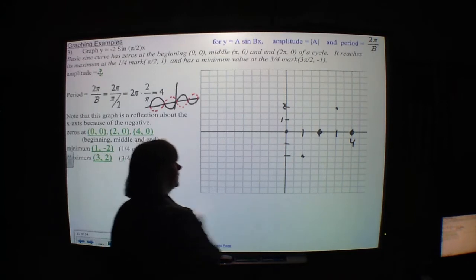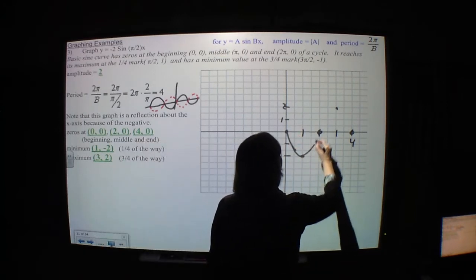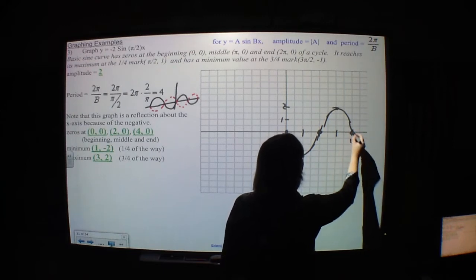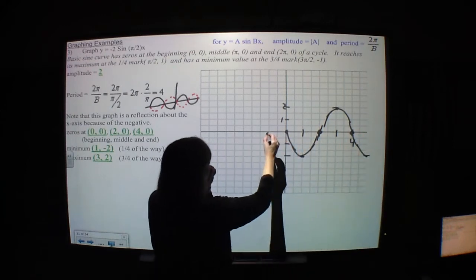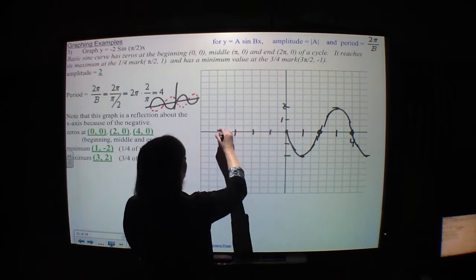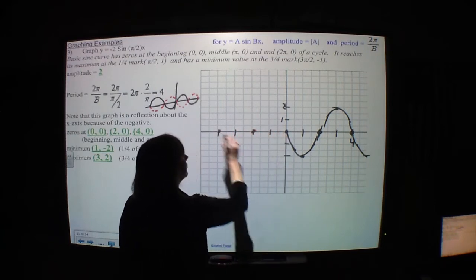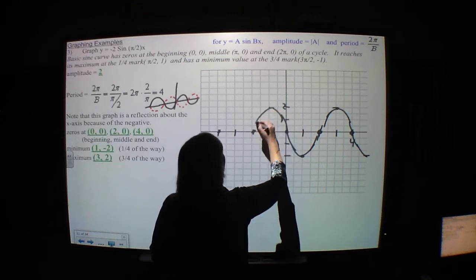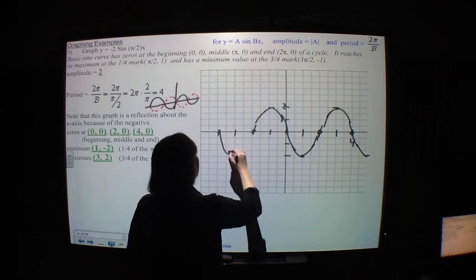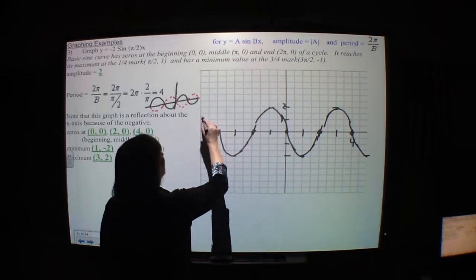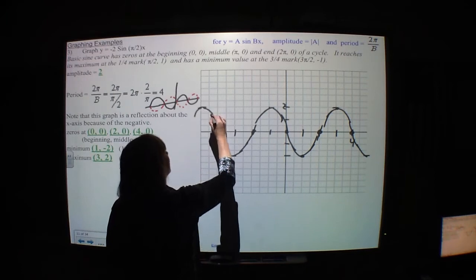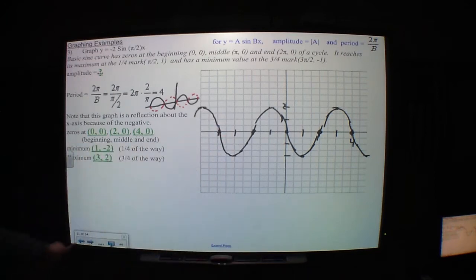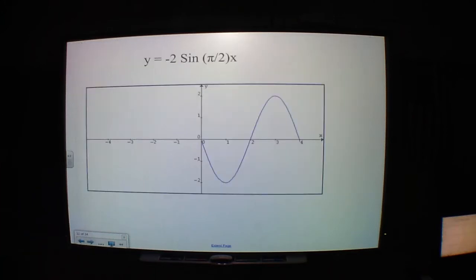So if you graphed it, it would look something like this. And if you were continuing to graph it, there'd be a minimum there. 1, 2, 3, 4. Beginning, middle, and end are the zeros. 1, 2, there's a maximum, so it's something like this. Minimum right there. And again, there's a maximum. Get out your calculator, graph it, and see if it looks like this. Here's my curve.